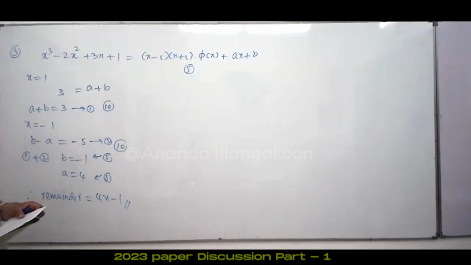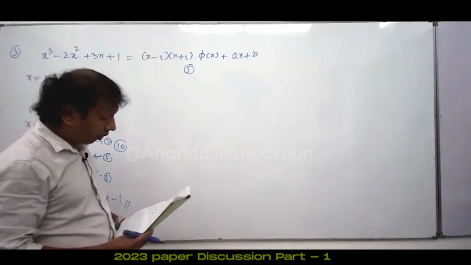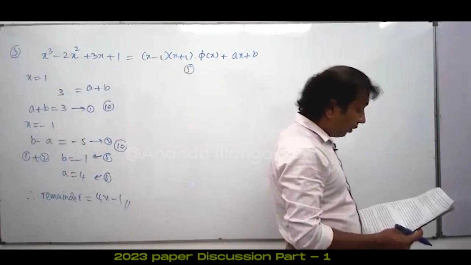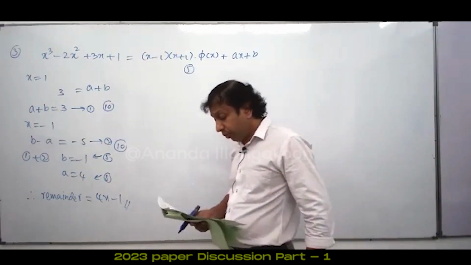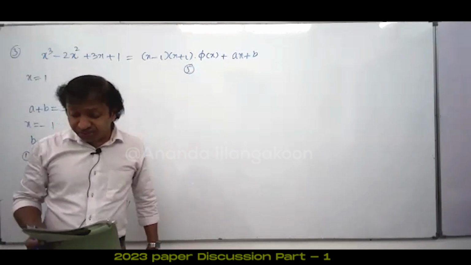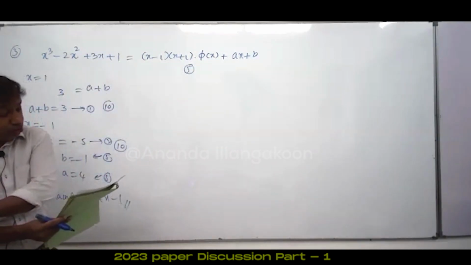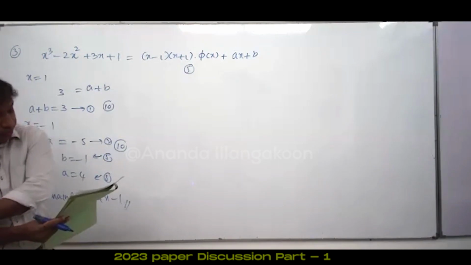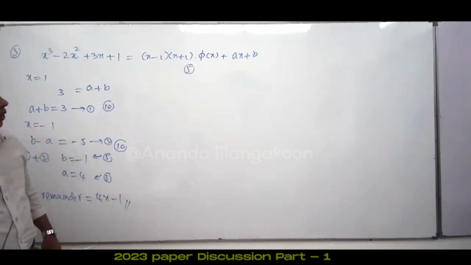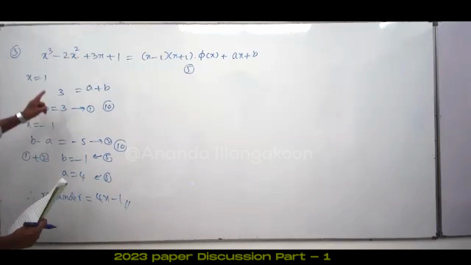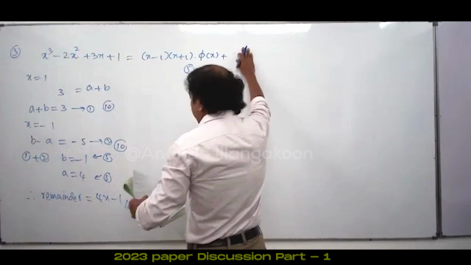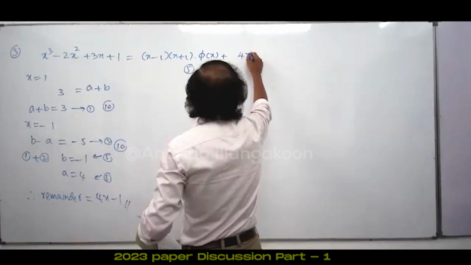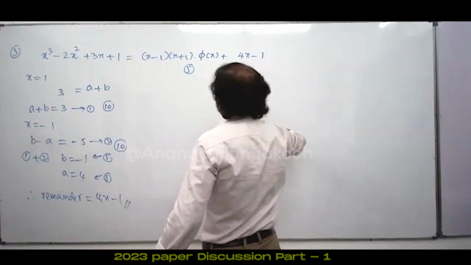Now, next one. Without using the remainder theorem directly and using only the above result, show that when f(x) is divided by x minus 1 and x plus 1, the remainders are 3 and minus 5 respectively. Right. Now, this one I am writing again, substituting for this ax plus b, the remainder we got the answer for f(x). Right. Okay.